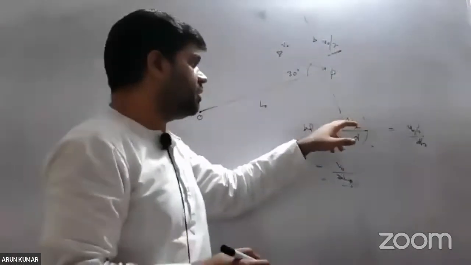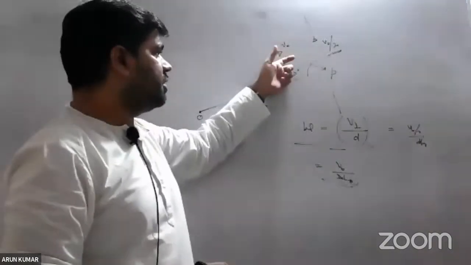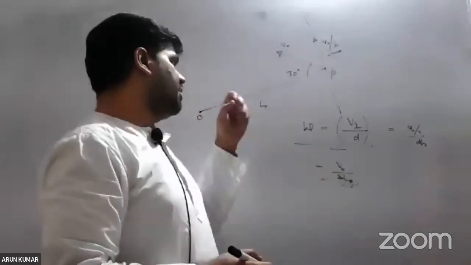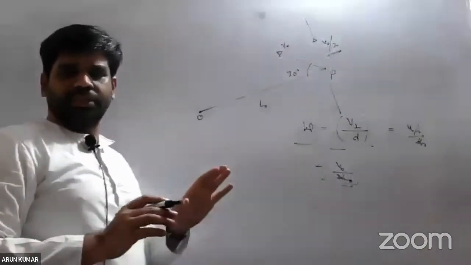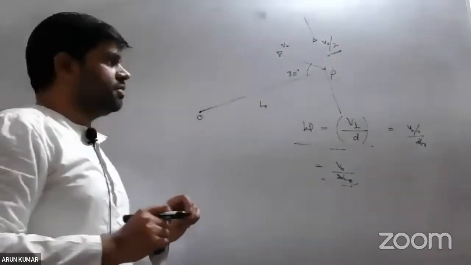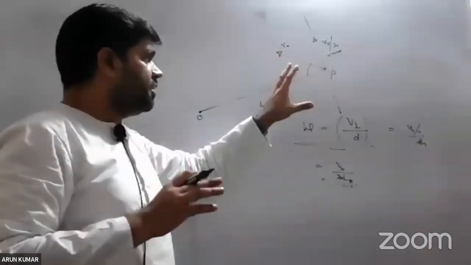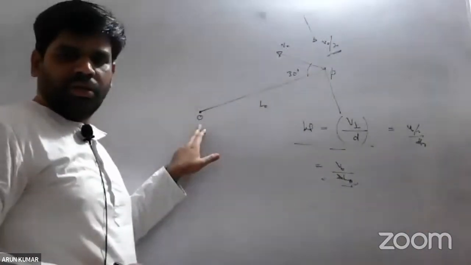And what is V perpendicular? The component of the velocity perpendicular to the line joining the 2 points, the line joining the reference point and the particle. You all understand this? This is how I am finding the angular velocity of the particle at a certain instant about a certain point O in space, or in this plane.